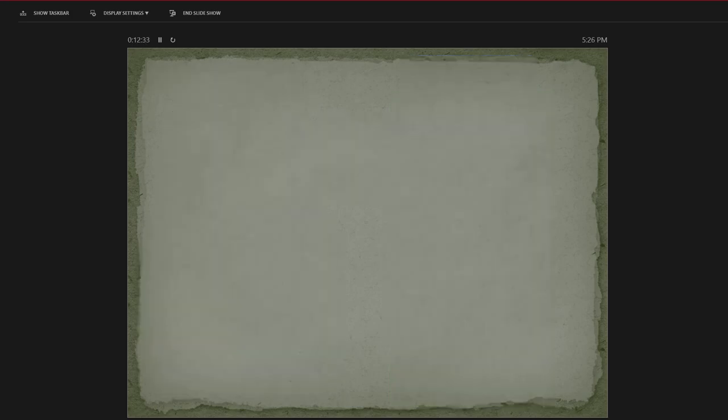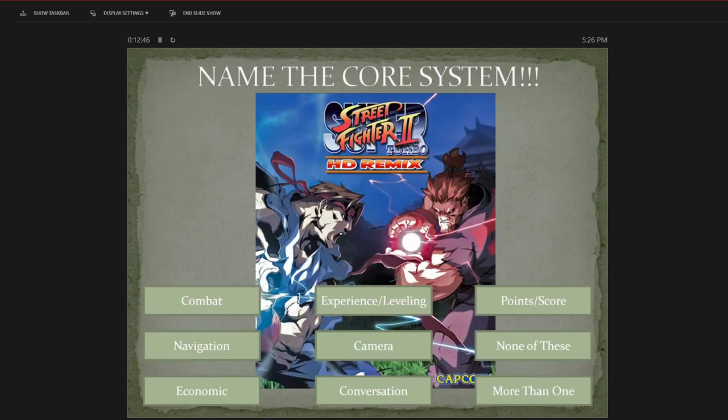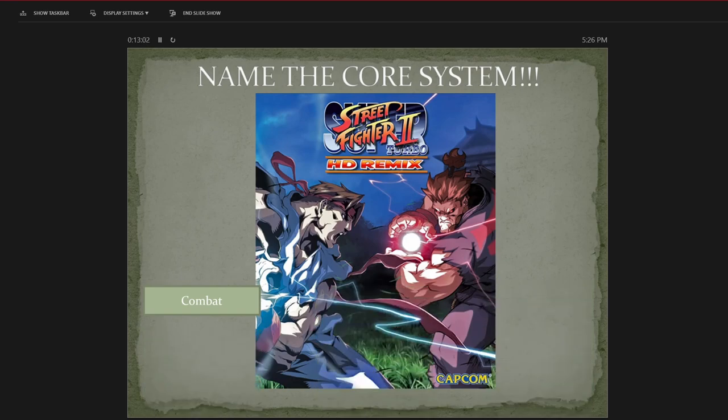All right, everybody, let's play my favorite minigame. Name the core system. Woo! All right, can you tell me what the core system is for this popular game, Street Fighter II Turbo HD Remix? Is it combat, navigation, economic, experience and leveling, conversation, points and scoring, none of these, or more than one? We all know it's combat. Of course it's combat. It's a fighting game. I hope everyone got that one correct.